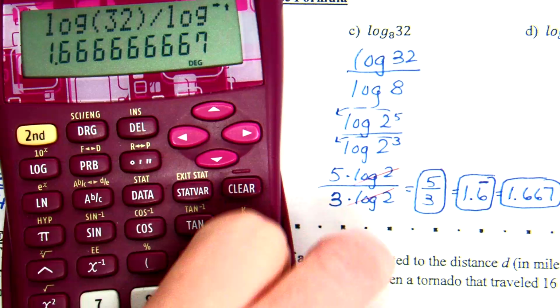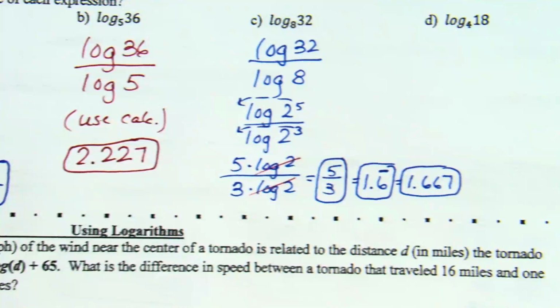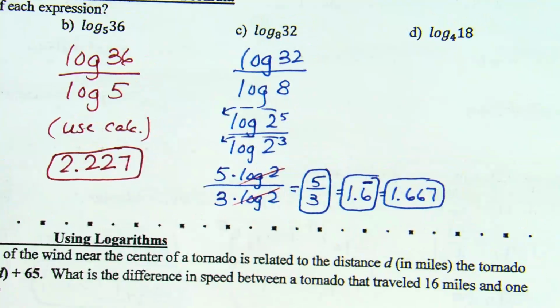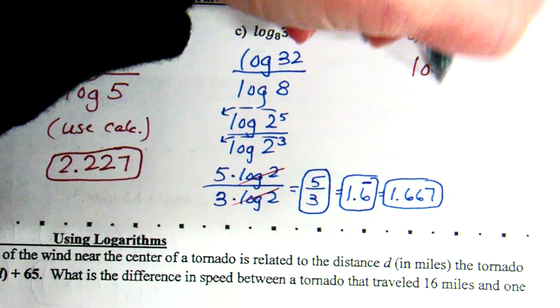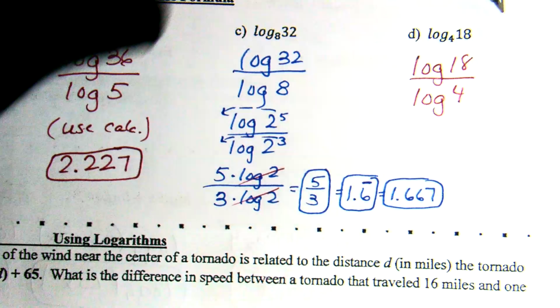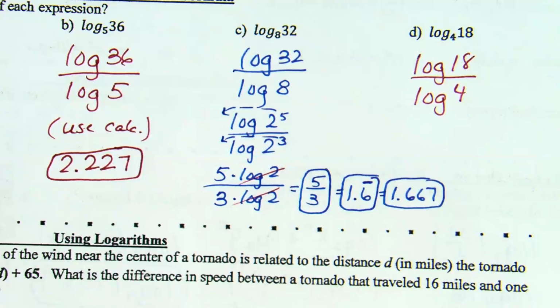And D, log base 4 of 18, rewrite it as log of 18 divided by log of 4. She says we have to use calculator. Why? Yeah, 18's not on here, yes? So that means I can't rewrite 18 and 4 in the same base. If I can't rewrite them in the same base, that's a calculator problem.